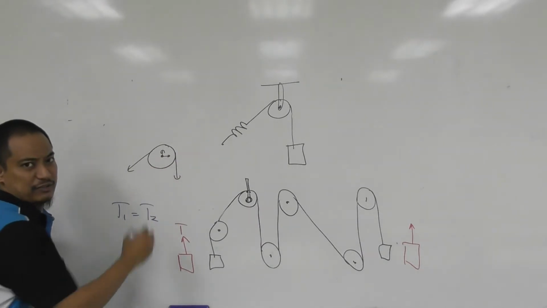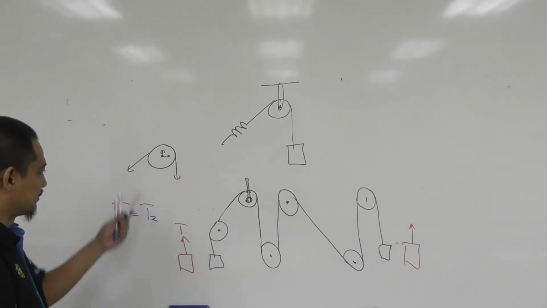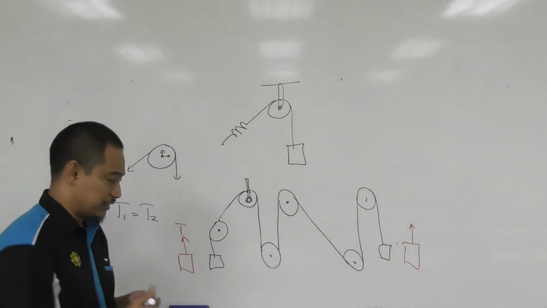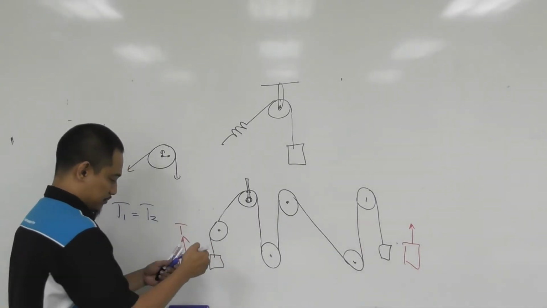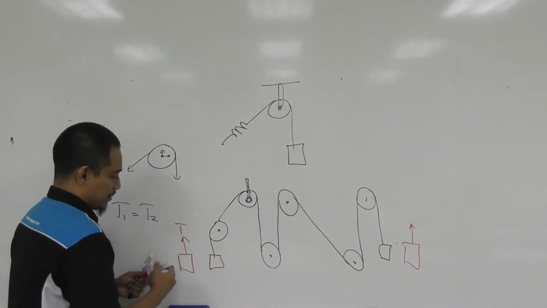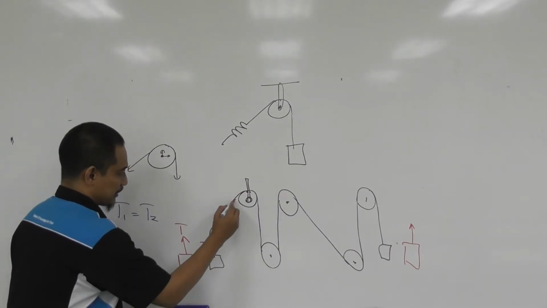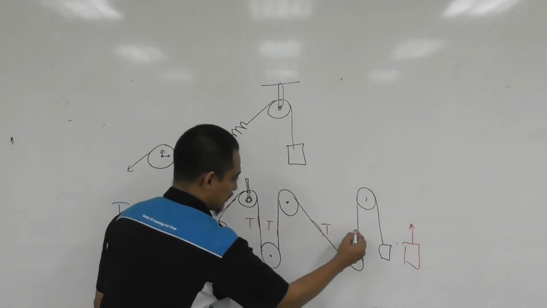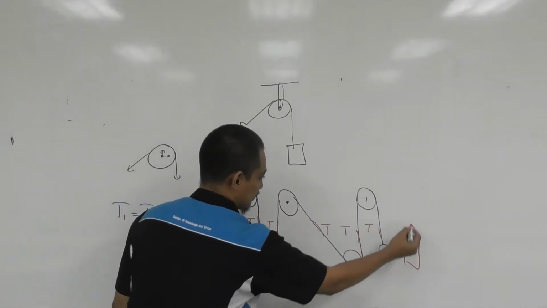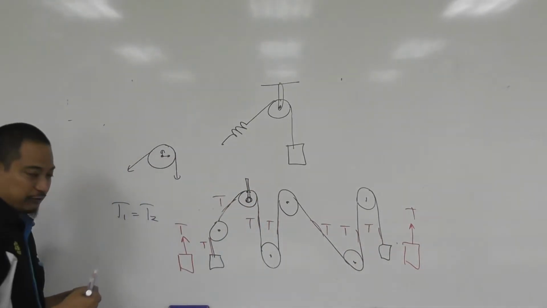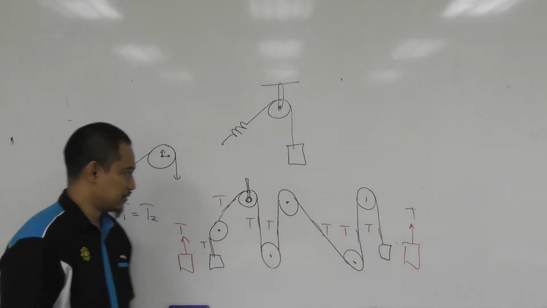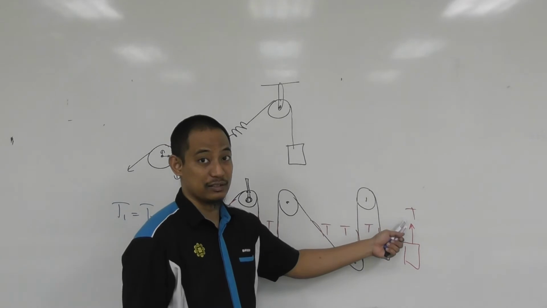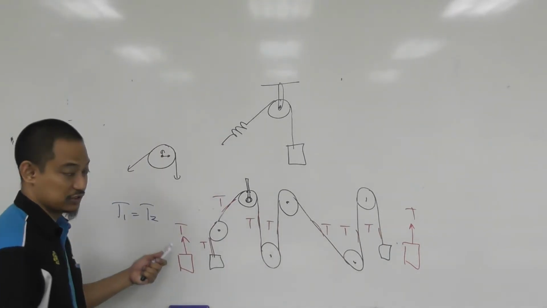Okay, this one we haven't covered yet, but I'm just showing, right? But anyway, what is important is this is all the same cable. Meaning inside here it should be T, inside here it should be T, T, T, T, T, right? So if we have something like this, then the tension here should be the same as the tension here, or the force here should be the same as the force here.